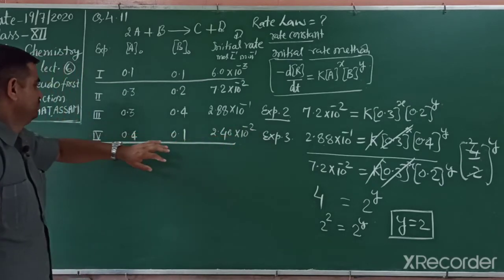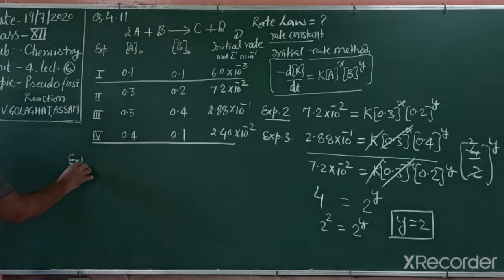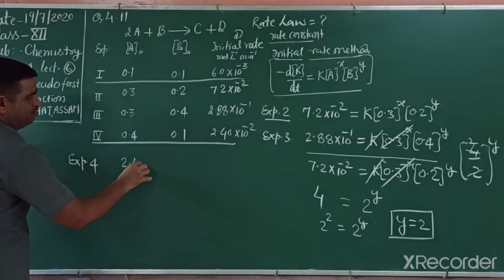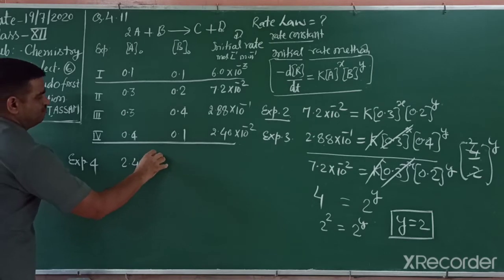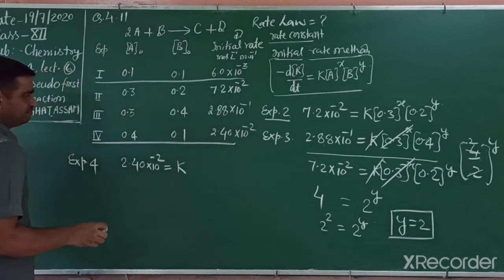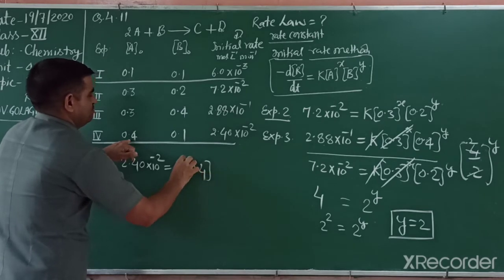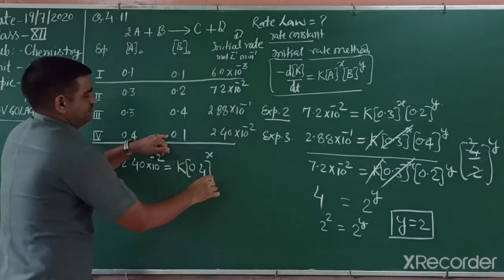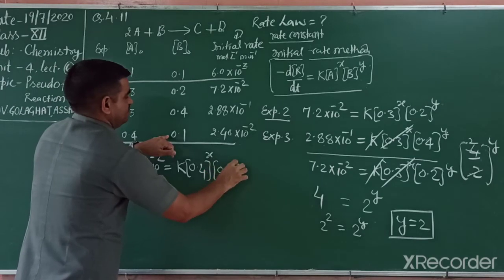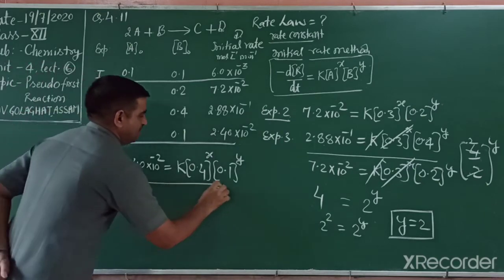So this is higher. We take experiment number 4 and write the equation, which we divide by the first. So first you write experiment 4: 2.40 into 10 to the power minus 2. Rate of formation is equal to K, concentration of reactant A 0.4 to the power x, which we don't know, and 0.1 to the power y. We can write y here because y is already identified.